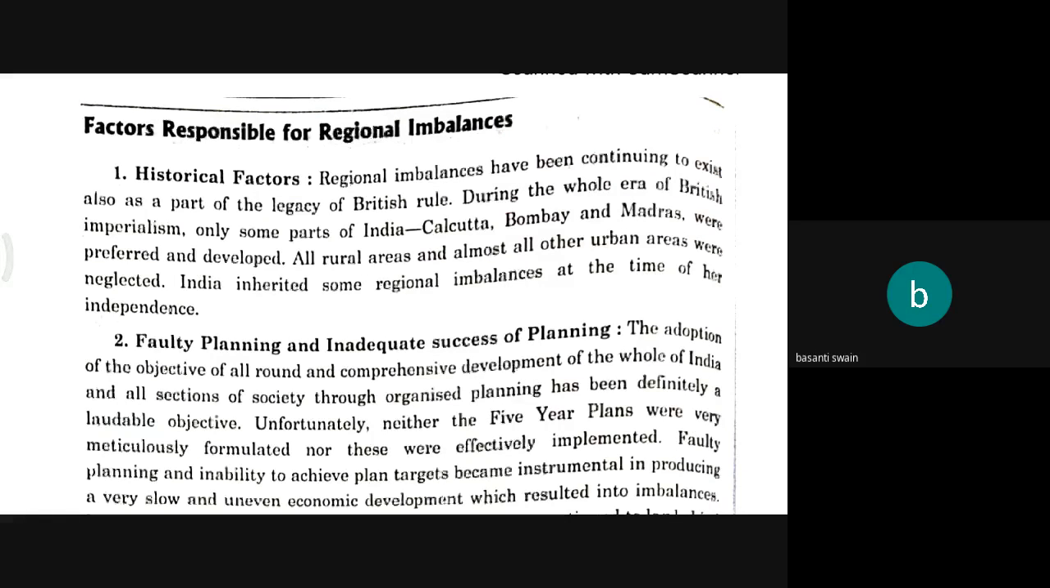During the whole era of British imperialism, only some parts of India, that is Calcutta, Bombay, Madras, were preferred and developed. You might have known that from history. These are the main colonies, and the British East India Company covered all these important cities. Calcutta, Bombay and Madras were preferred and developed.